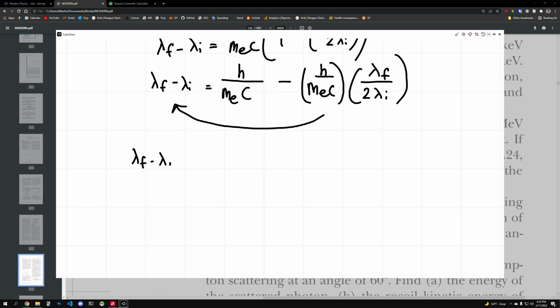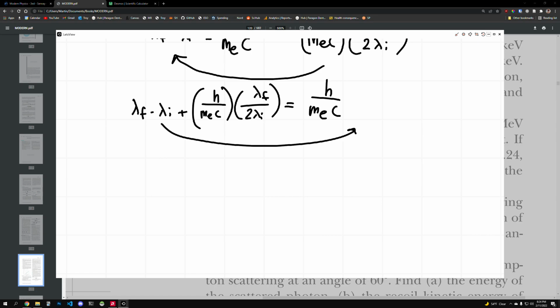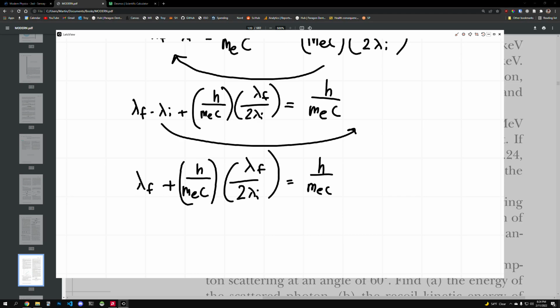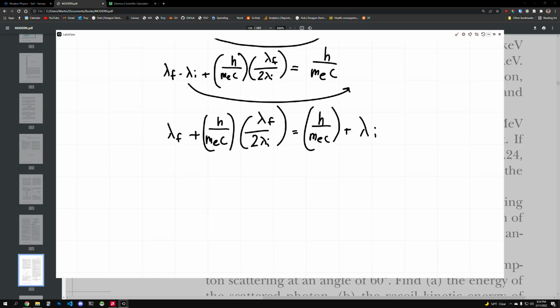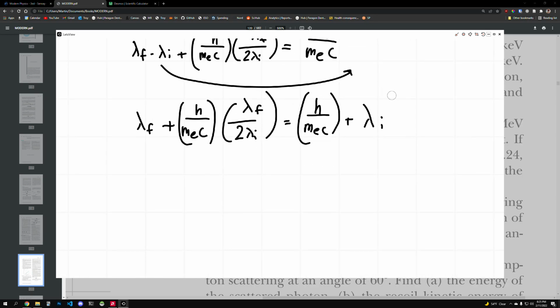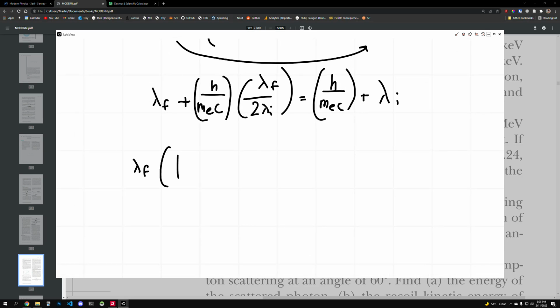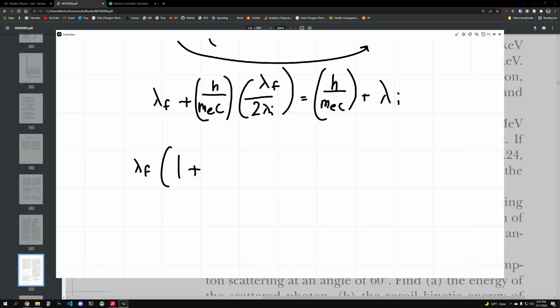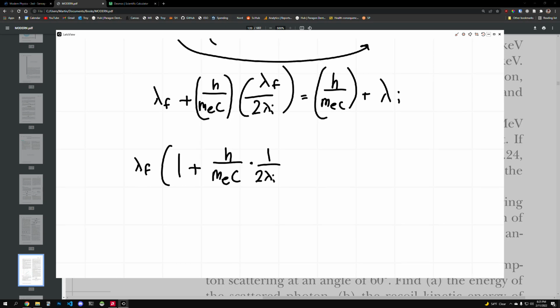So lambda F minus lambda I plus h over mec times lambda F over 2 lambda I is equal to h over mec. Now, I'm going to bring this to the other side. So lambda F plus h over mec times lambda F over 2 lambda I is equal to h over mec plus lambda I. All right, and we know lambda I. We know h over mec. Now we can isolate that lambda F. So lambda F times 1 plus h over mec times 1 over 2 lambda I is equal to h over mec plus lambda I.